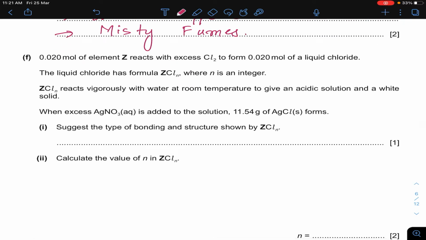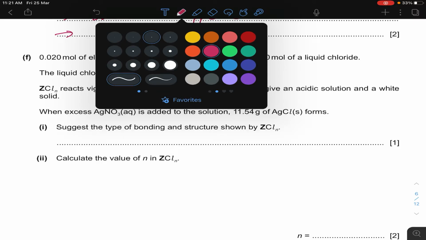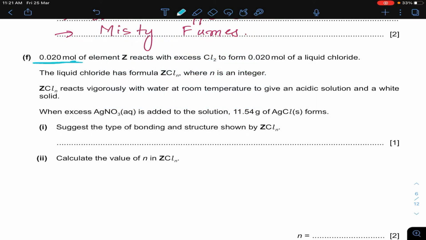Now the next question is related to calculations. 0.02 moles of an element Z reacts with excess chlorine to form 0.02 moles of a liquid chloride. So what type of chloride are we getting here? A liquid chloride. The liquid chloride has the formula ZClN. This is the formula of the liquid chloride that we get when element Z reacts with excess chlorine, and we have 0.02 moles of element Z, and the number of moles of liquid chloride that we get is 0.02. So that means element Z is in a 1-to-1 ratio with the liquid chloride.